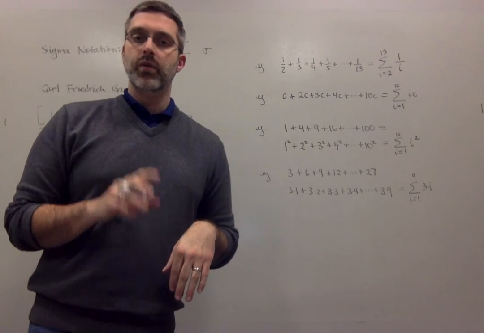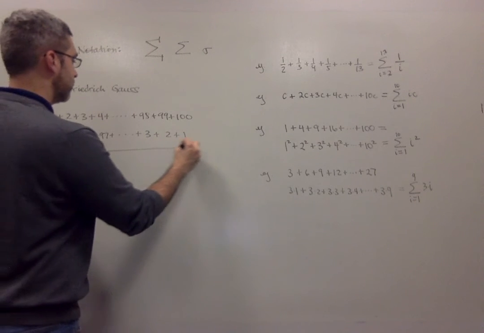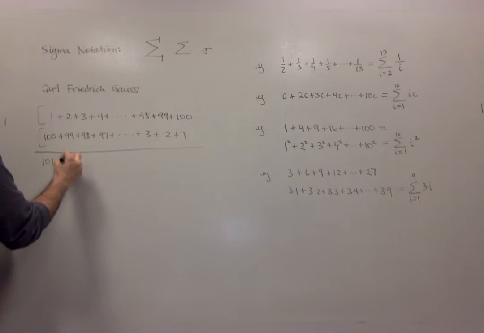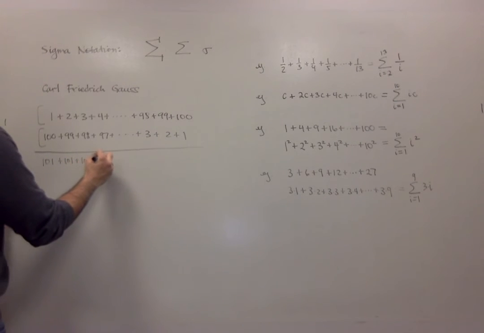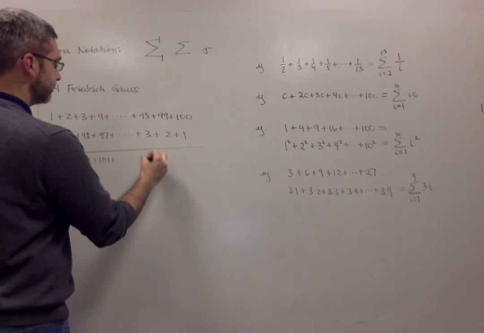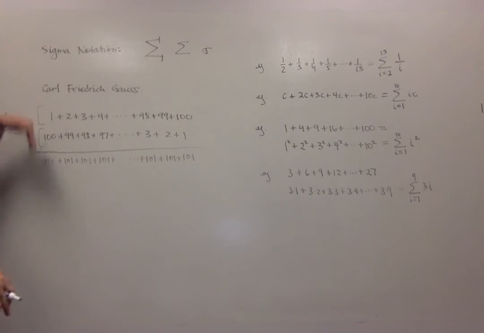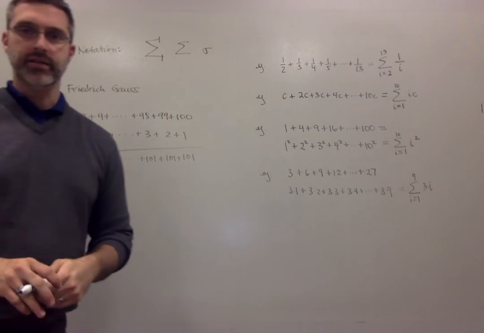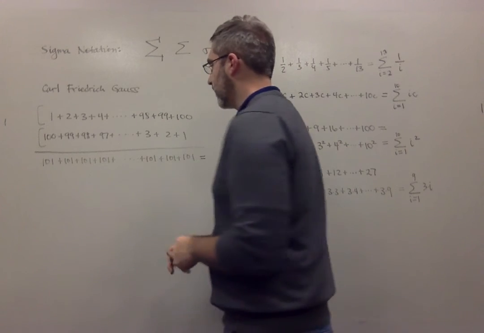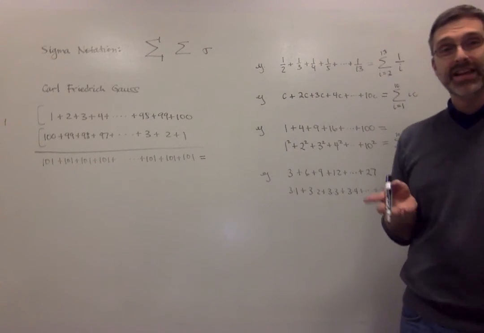But what Gauss noticed was that if I added the two together downward, I get 101 in every single case. You see that each of these is going to add to 101. Every single one of those is going to add to 101. So to figure out what this total is, I just need to know how many copies of 101 I have.